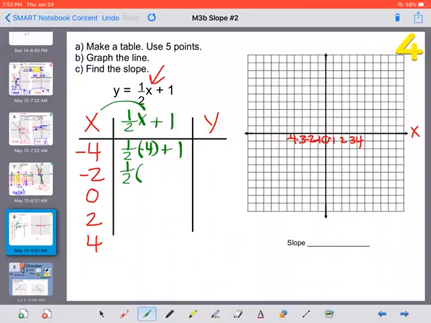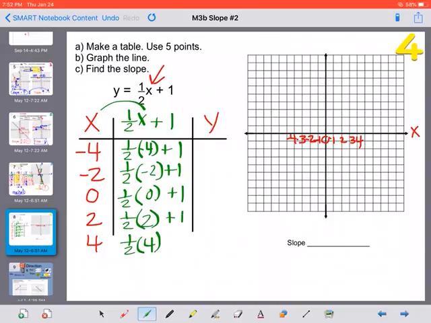Then 1/2 times x, which is negative 2, plus 1. 1/2 times 0 plus 1. 1/2 times 2 plus 1. And 1/2 times 4 plus 1. So these are the numbers that we plugged in the middle here.